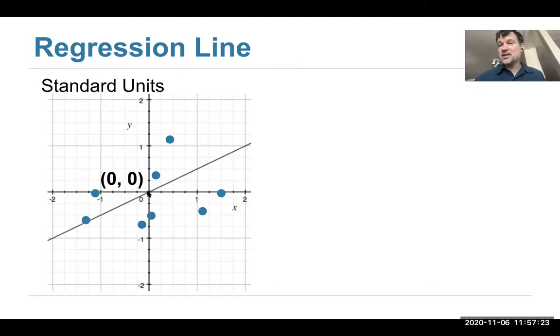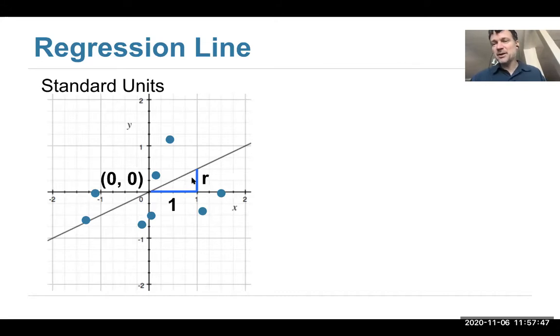0, 0 is the center of this diagram. The center of this diagram is a point with x in standard units being 0 and y in standard units being 0. The line goes through the center. It always goes through the center. The linear regression line always goes through the center when you're in standard units. And the slope of this line is given by r, the correlation coefficient.